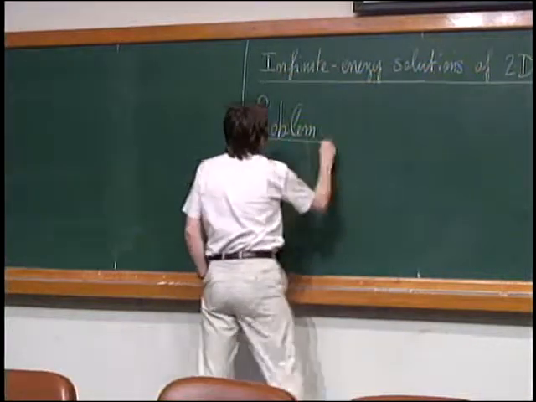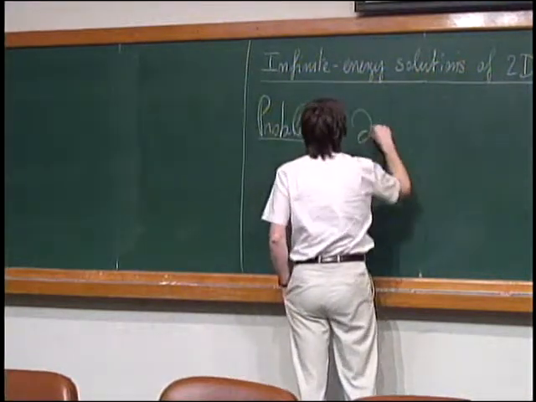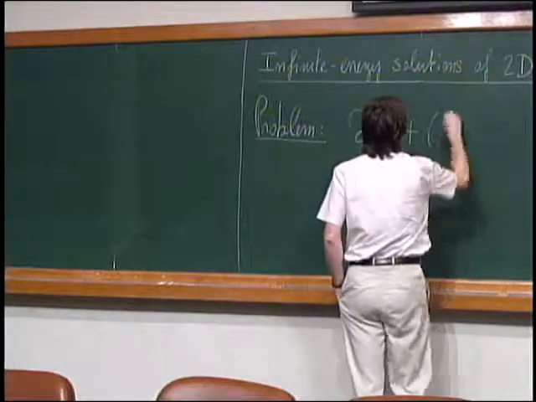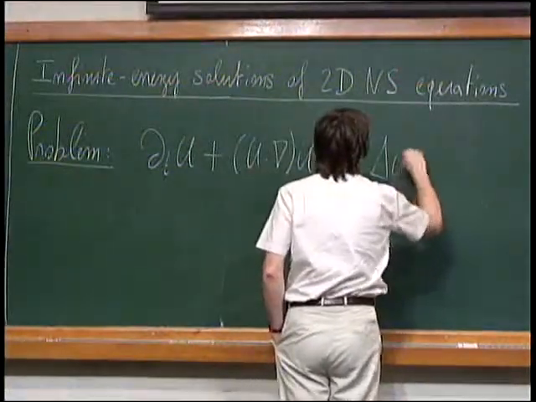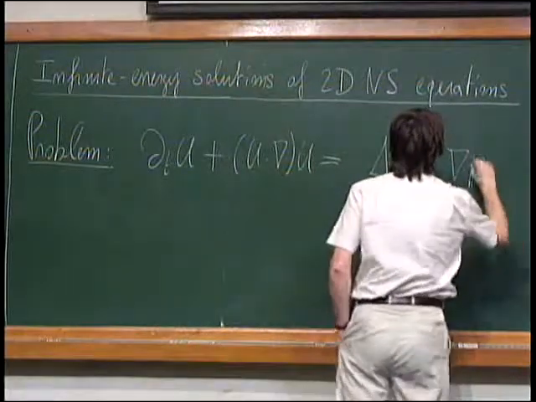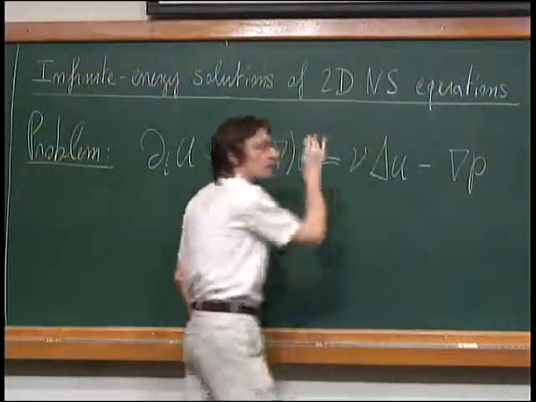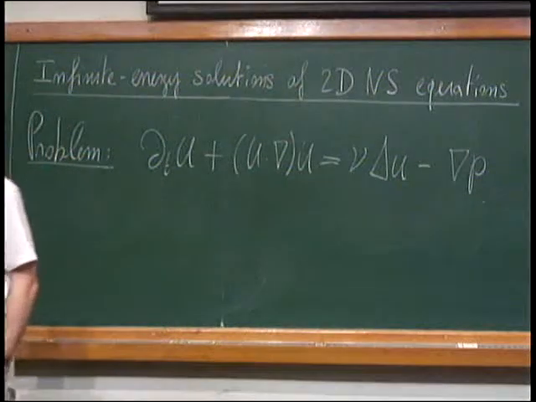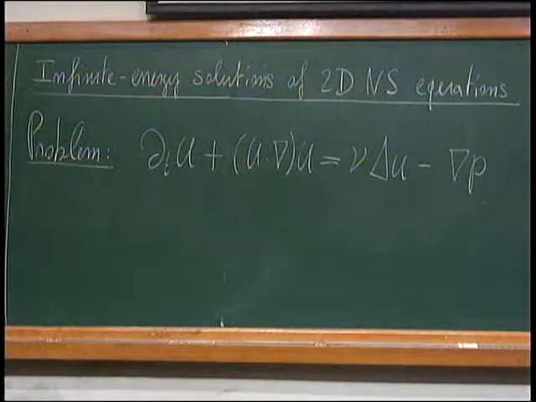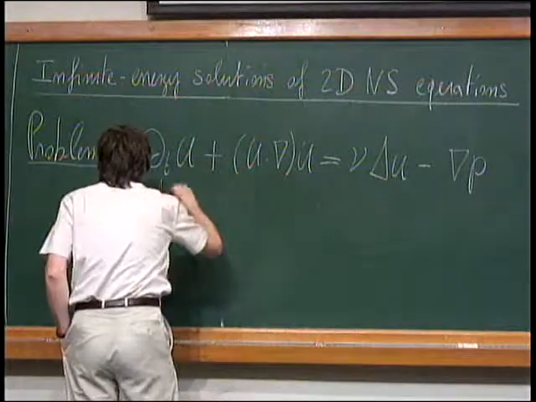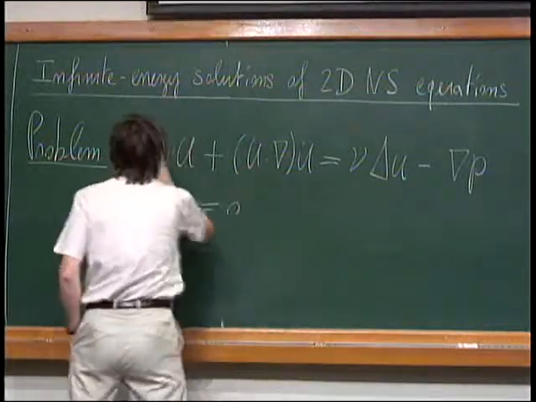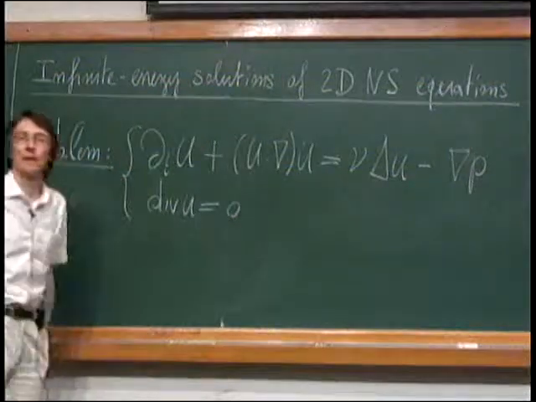I consider the 2D Navier-Stokes equations. This one is very familiar in this conference. ∂_t u + u·∇u = Δu − ∇p. Sometimes I will put the viscosity, but the viscosity will be 1 in my talk, so I can write it wherever I want. But I will not play with the viscosity parameter. Divergence of u is equal to 0. So the notations are standard.